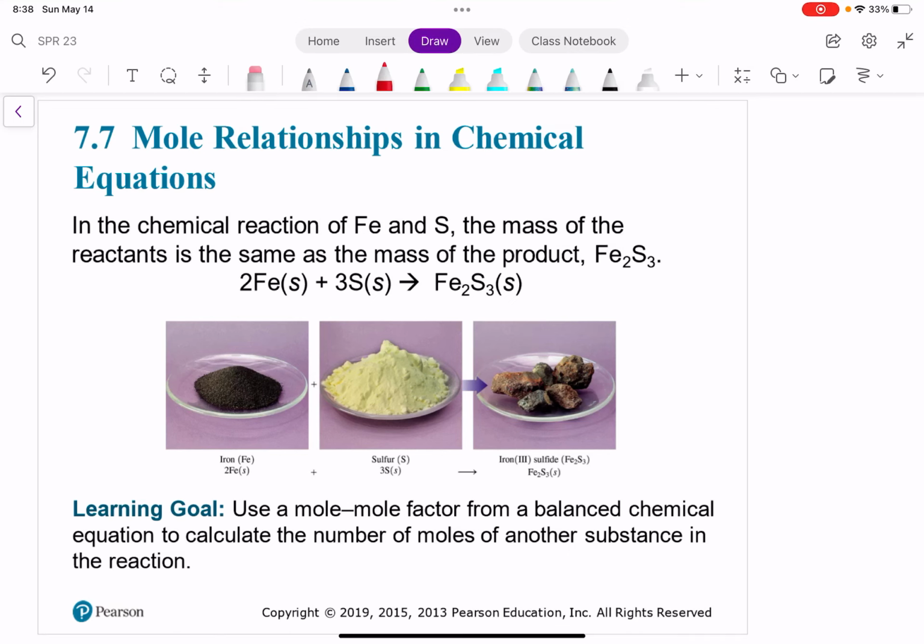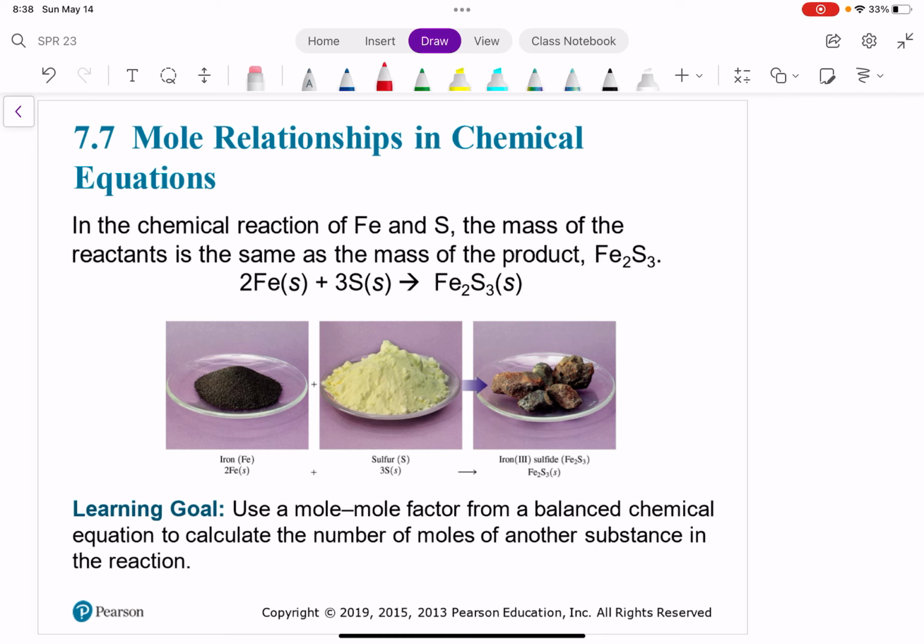In this video, we're going to talk about mole relationships in chemical equations. Just like we can look at a compound's formula and say how many moles of each individual atom are in 1 mole of that compound, we can also use balanced chemical equations to determine how many moles of each substance react with how many moles of another substance and how many moles they produce.